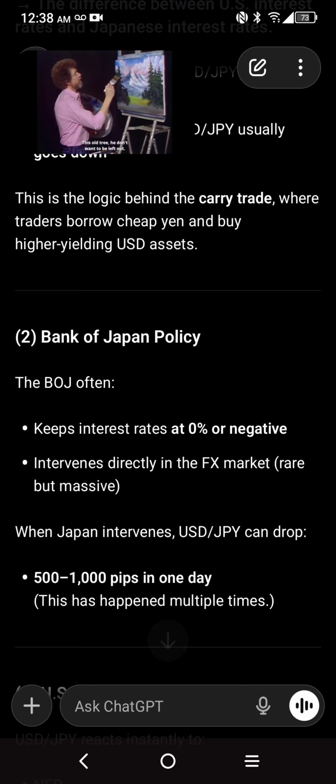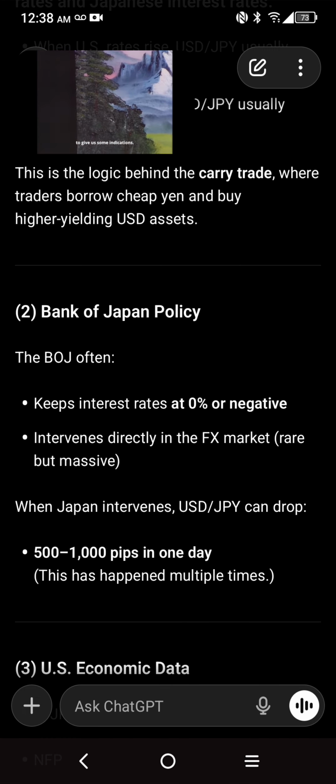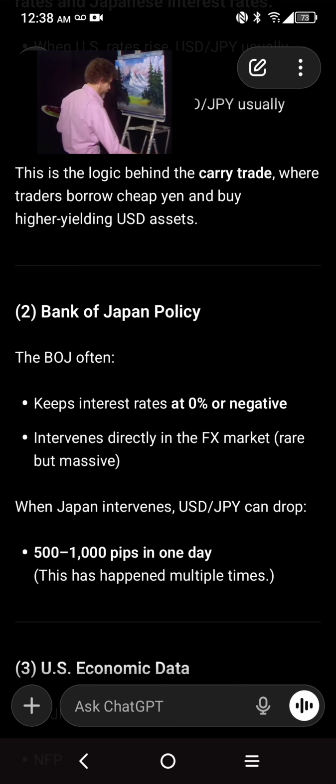Now, number two is the Bank of Japan policy. The BOJ often keeps interest rates at zero or negative, and intervenes directly in the FX market, rare but massive.